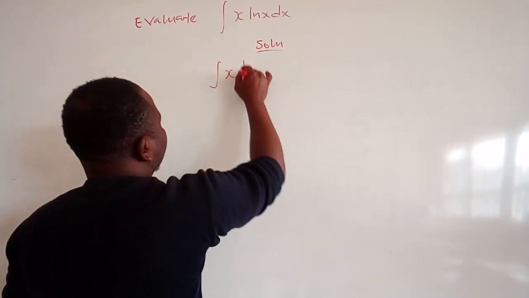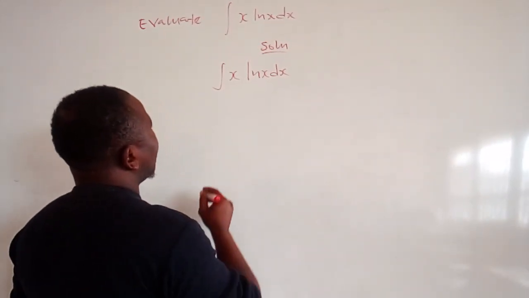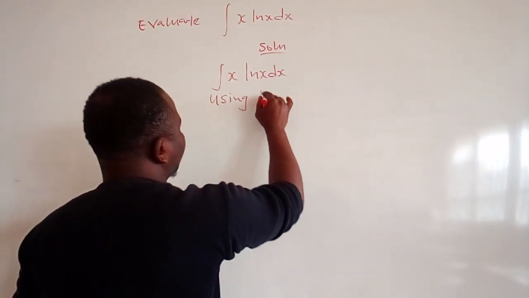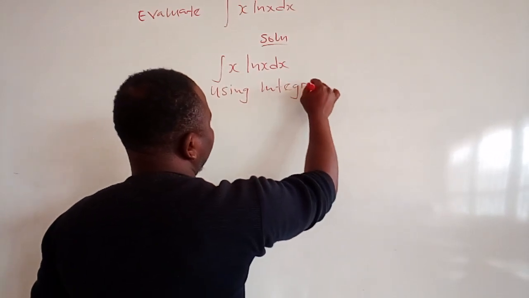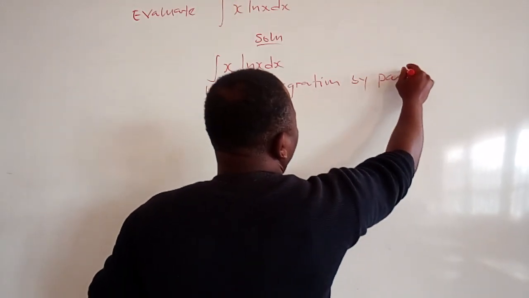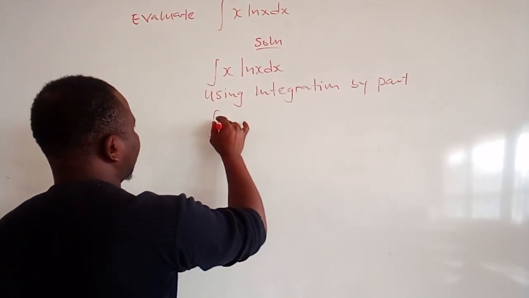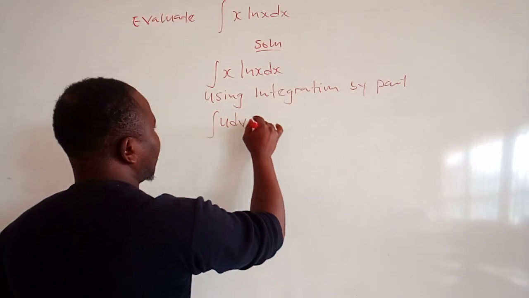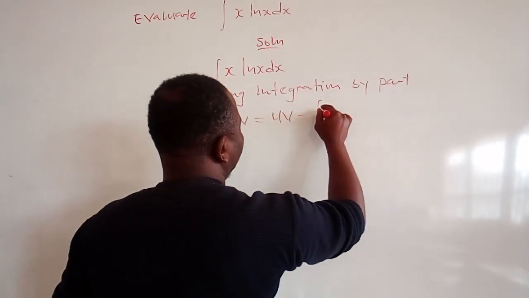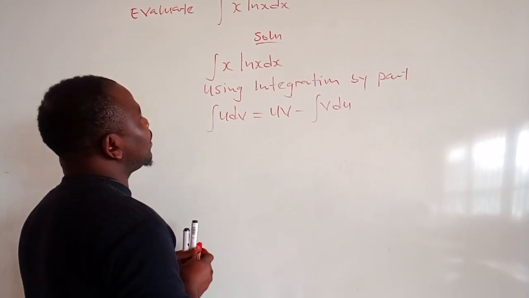Integral x ln x dx. We now write the formula using integration by parts. Integral u dv is equal to uv minus integral v du. Okay, you know this formula.